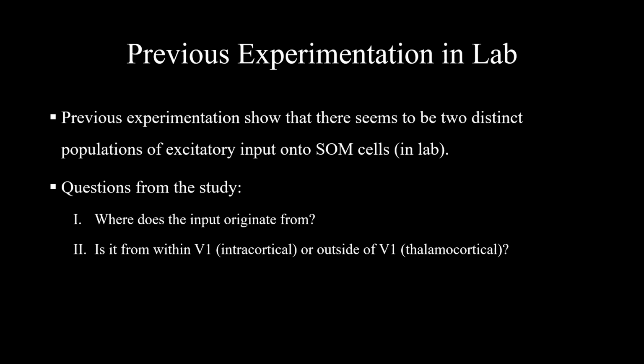Previous experimentation in lab shows that there seem to be 2 distinct populations of excitatory input onto SOM cells. Questions from the study: where does this input originate from? Is it from within the visual cortex, which can be described as intracortical, or outside of V1, thalamocortical? So it could be input from auditory or somatosensory cortex, which is sent through the thalamus to the visual cortex.